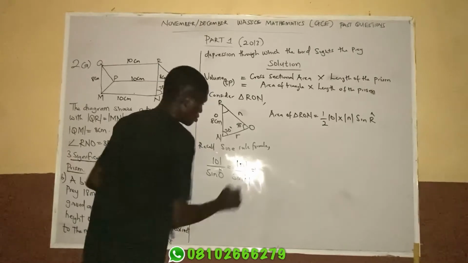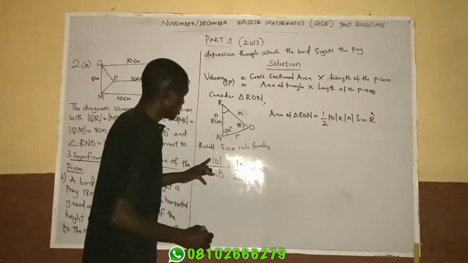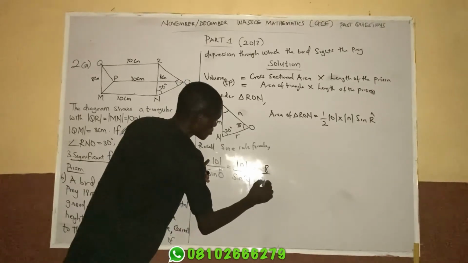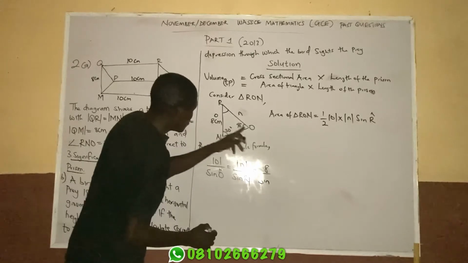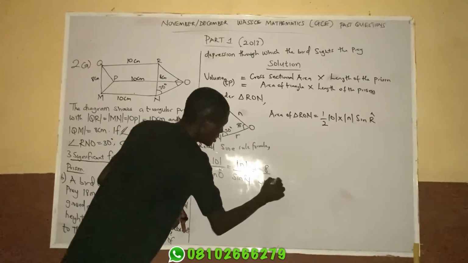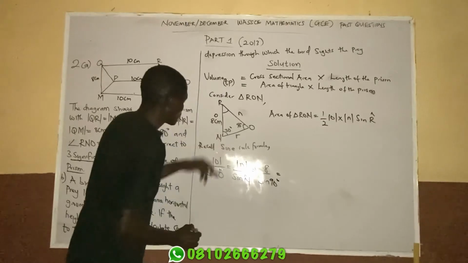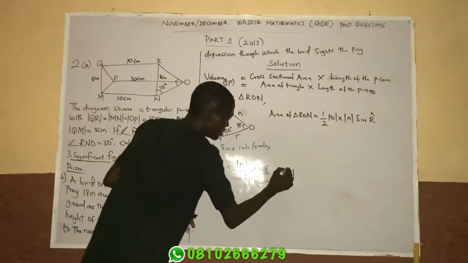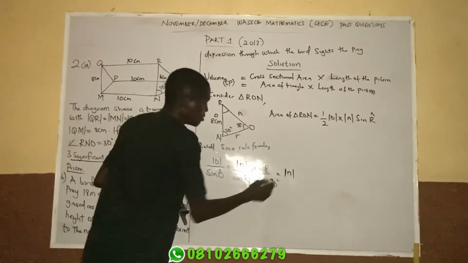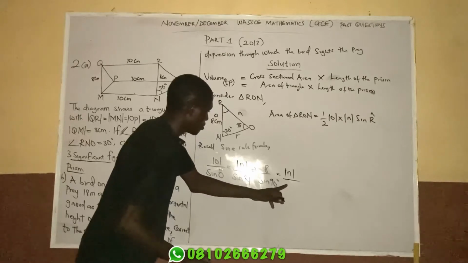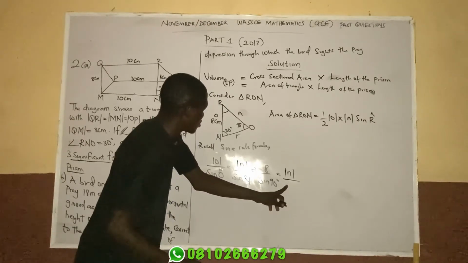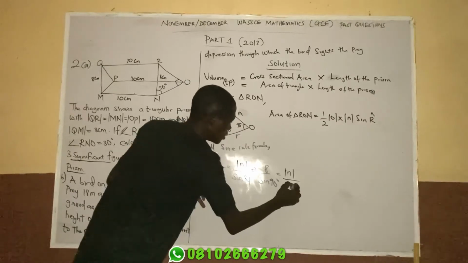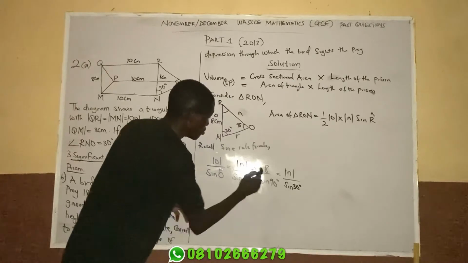So meaning that my side O is 8, all over my angle O, and the side O is 8, my angle O is 90 degrees, equal to line N, which is what I'm looking for, all over sine N. Sine 30 degrees.